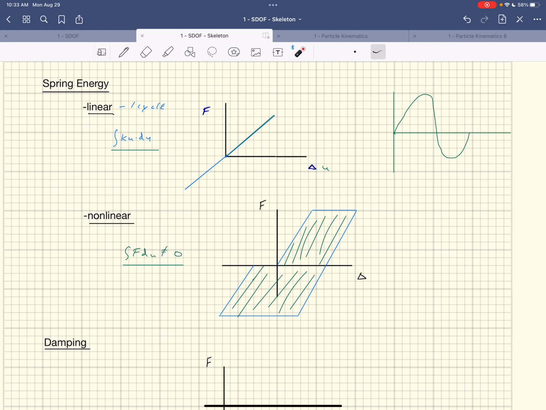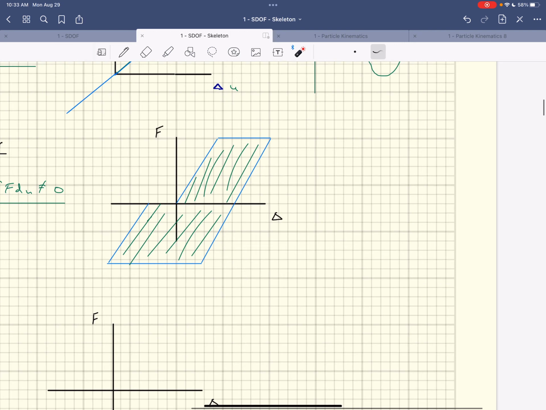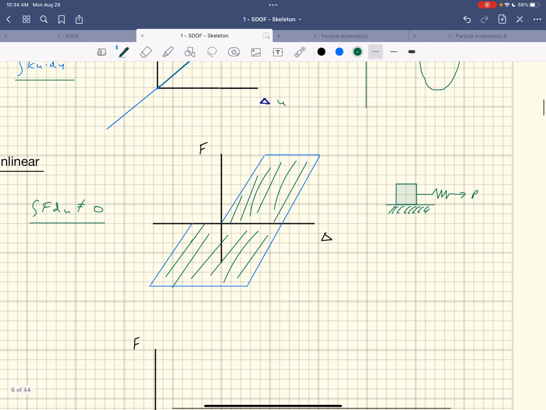Comment: those of you that had a class with me before know I love talking about yielding like this, and it's actually very applicable in this particular scenario, so I'll do it again here. If you think about something yielding, think about a block on a surface, and then you're applying a load P to it. Sorry, with a spring. This always helps me to envision what's happening.